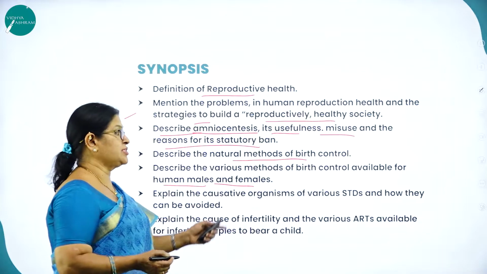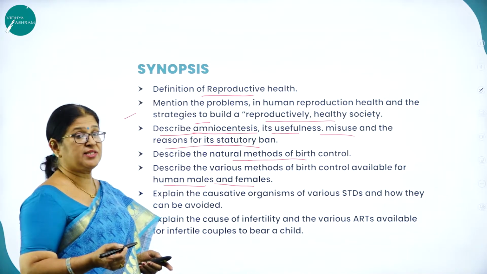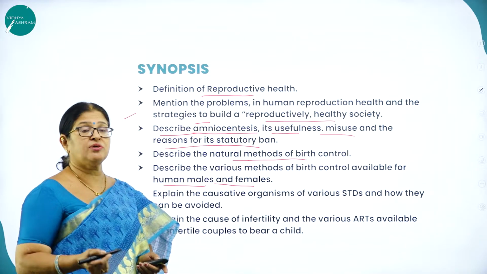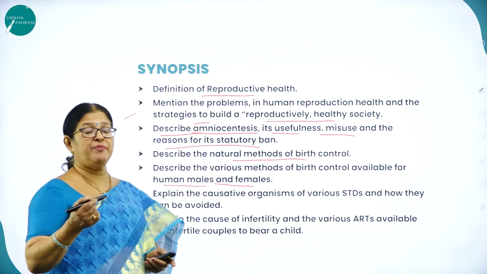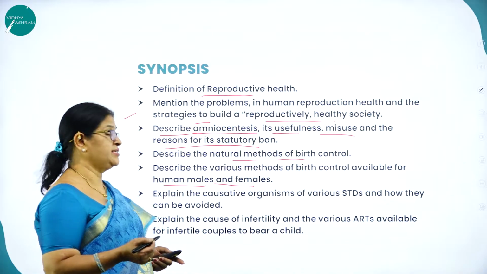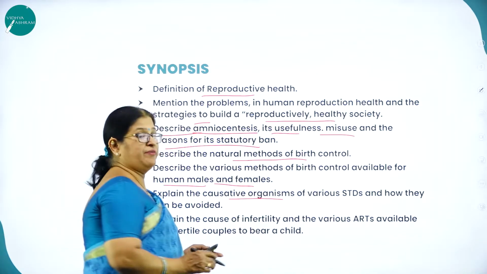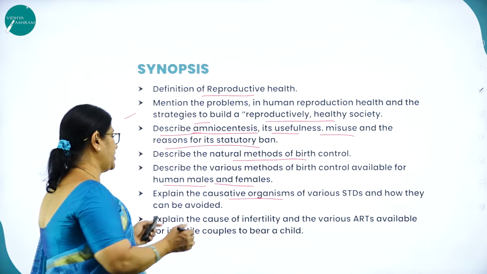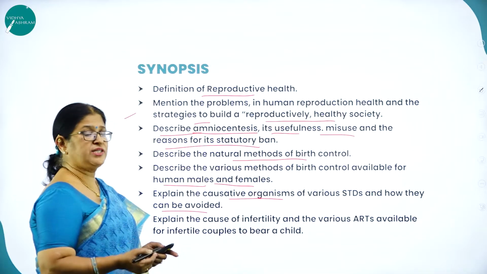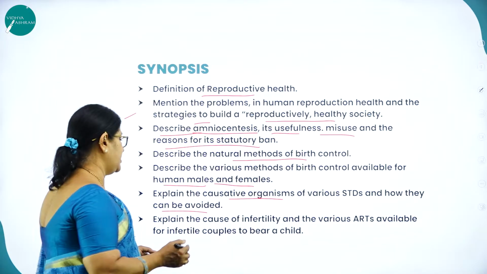So explain the causative organisms of various STDs, that is sexually transmitted diseases. It might be genital warts or genital herpes, or it might be gonorrhea, syphilis. All those are sexually transmitted diseases. So you will get to know about the causative organisms. It might be a bacteria or it might be a fungi, which can be avoided. So the knowledge will definitely help a person to avoid sexually transmitted diseases.